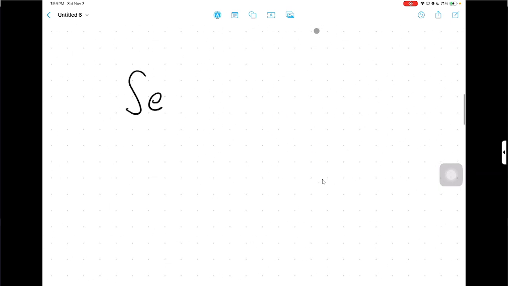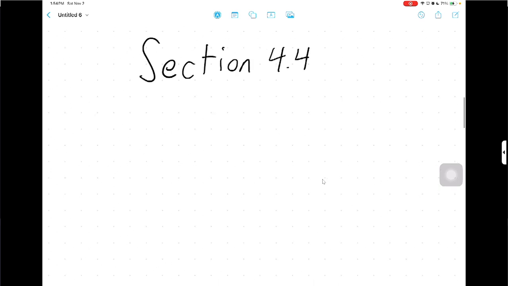Section 4.4. I'm going to make that a little bigger. This one's about tangent planes. And they only have tangent planes here. They don't have linear approximations for this. So, tangent planes, which is essentially a way of approximating a function at a certain point.